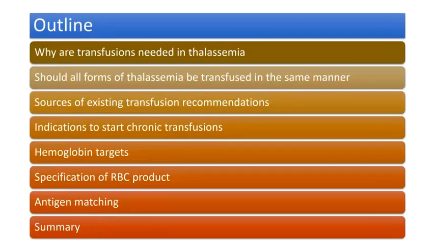Some of the topics that I'm going to be covering are why transfusions are needed, should all forms of thalassemia be transfused identically, what are the sources of the existing transfusion recommendations, what are the indications to start chronic transfusions, what hemoglobin targets to maintain, what should be the specifications of the RBC product, what are the antigen matching recommendations, and then I'll have a summary slide at the end of it.